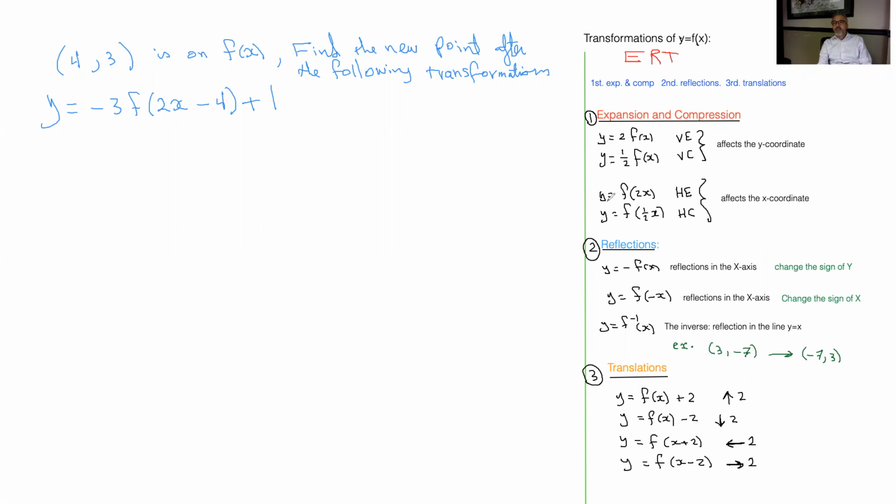Also, we have horizontal expansion and compression. So if the 2 is in front of the x instead of in front of the whole function, then it's horizontal. Sorry, I should fix this. This is horizontal compression by a half, and this is horizontal expansion by 2. So you do the reciprocal of these numbers.